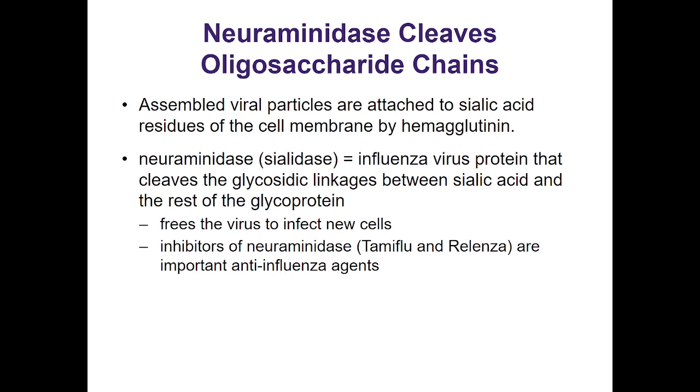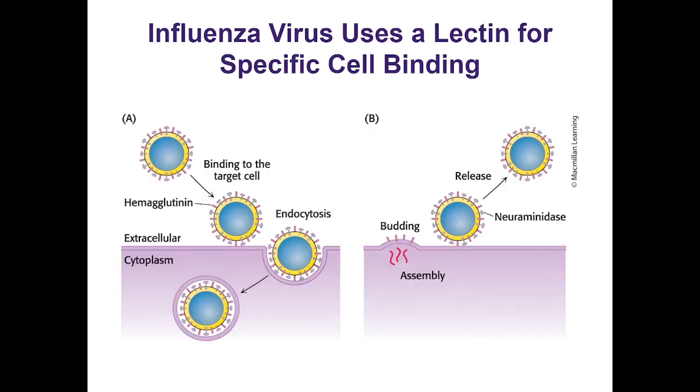Otherwise, they would just be budded off your cell, and you'd have this cell with a ton of influenza trailing off of it, like a shag coat. Okay. The inhibitors of the neuraminidase, Tamiflu and Relenza, are actually important anti-influenza agents.